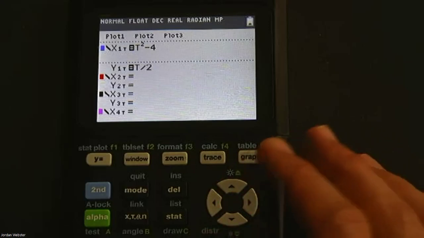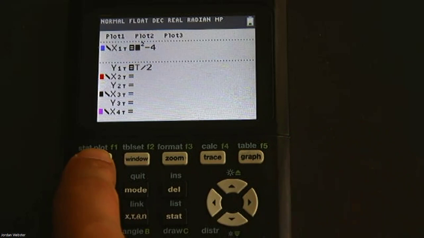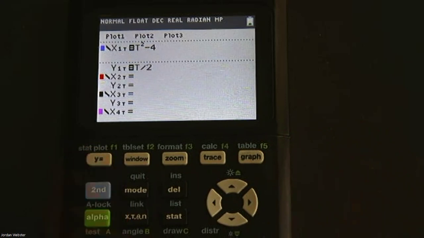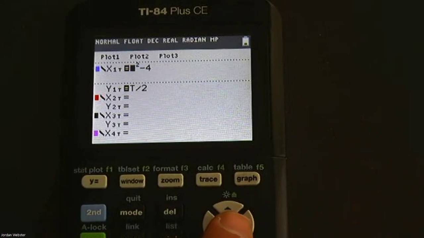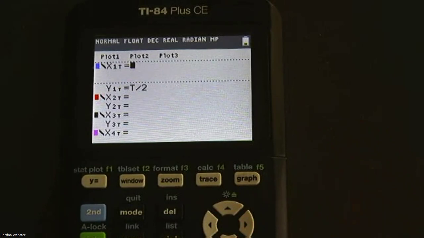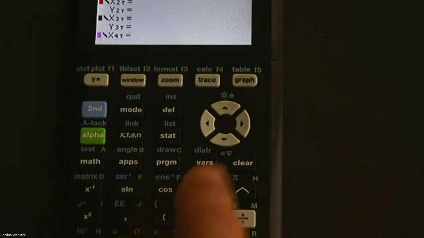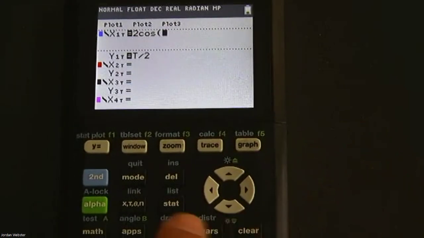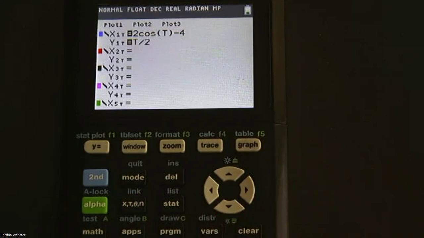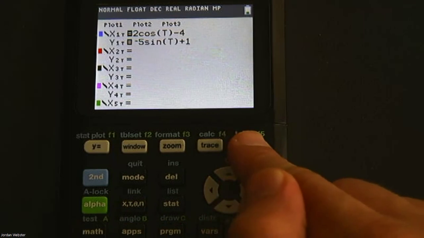If I wanted to graph that on my calculator, once again, I just make sure it's in parametric mode. I hit y equals, and then I type in my equation for x. Let me clear that one out. 2 times cosine of t, make sure we're using just the variable key here, minus 4, and then -5 times sine of t, again the variable t, plus 1.